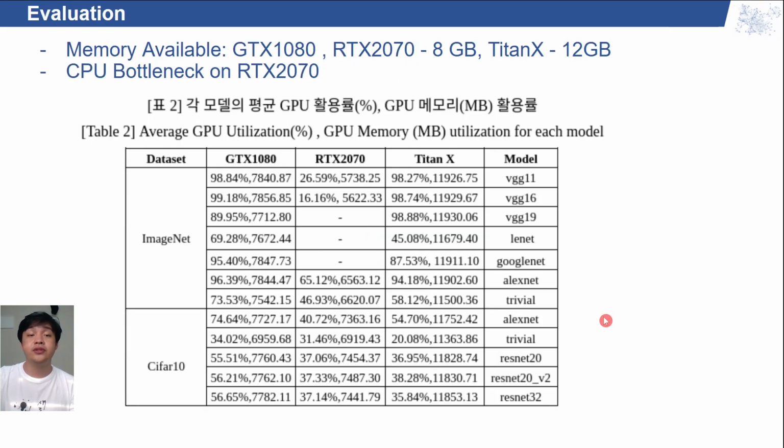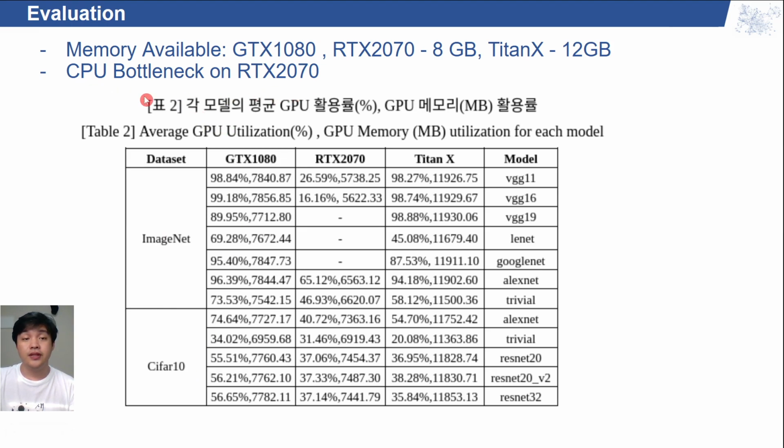So for the evaluation, first we state the available memory for the GTX 1080 and RTX 2070 to be 8 gigabytes and Titan X to be 12 gigabytes. Also, in our experiments, we have observed a CPU bottleneck on the RTX 2070. As shown on the table below, here we will see the average GPU utilization and GPU memory utilization for each model with respect to each dataset.